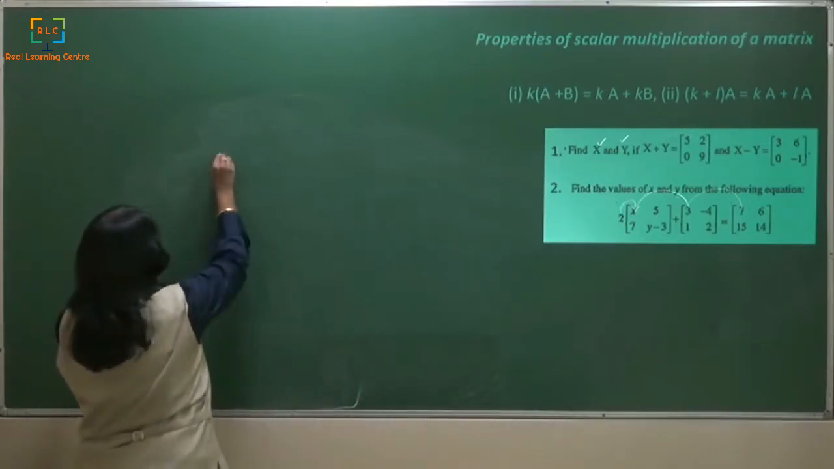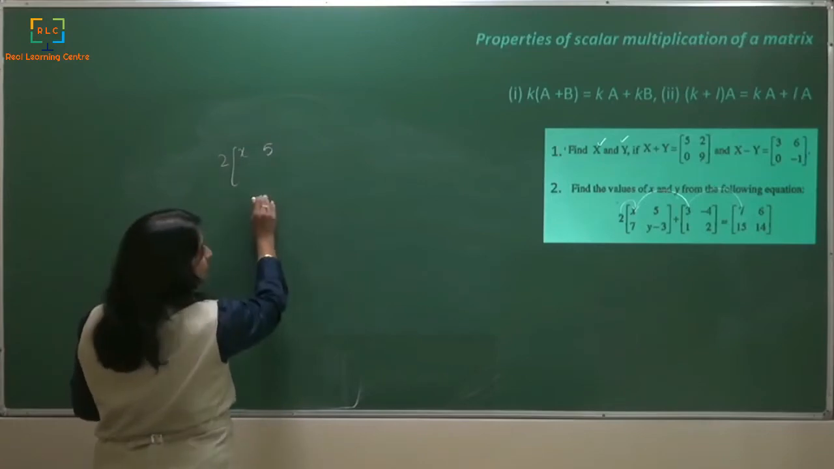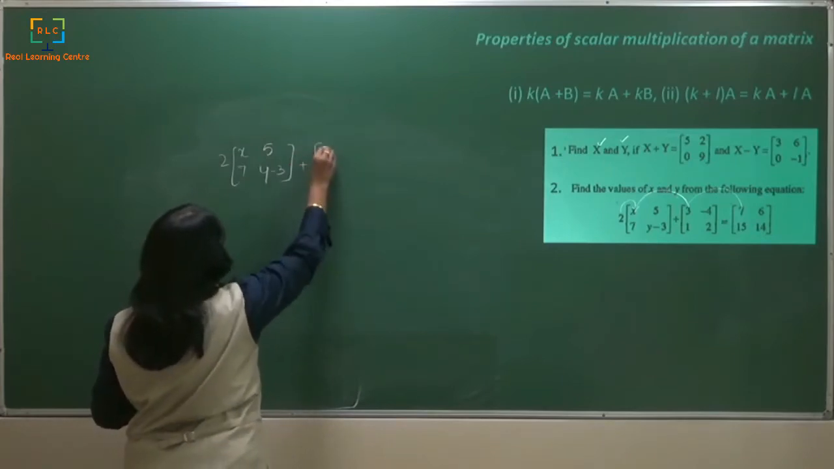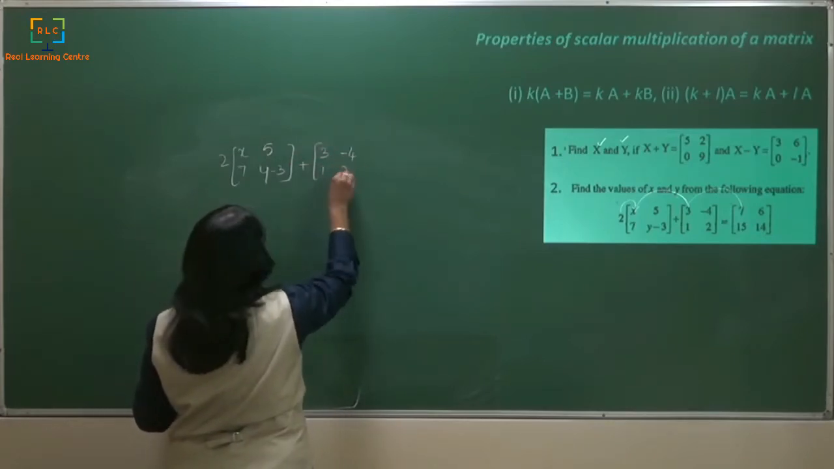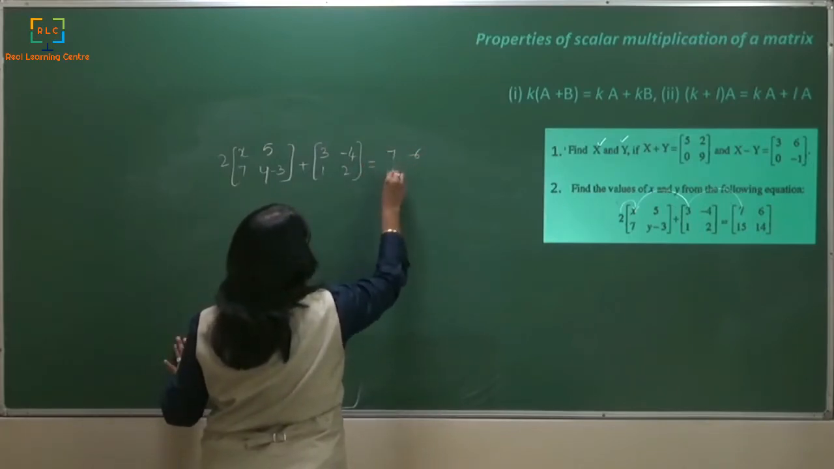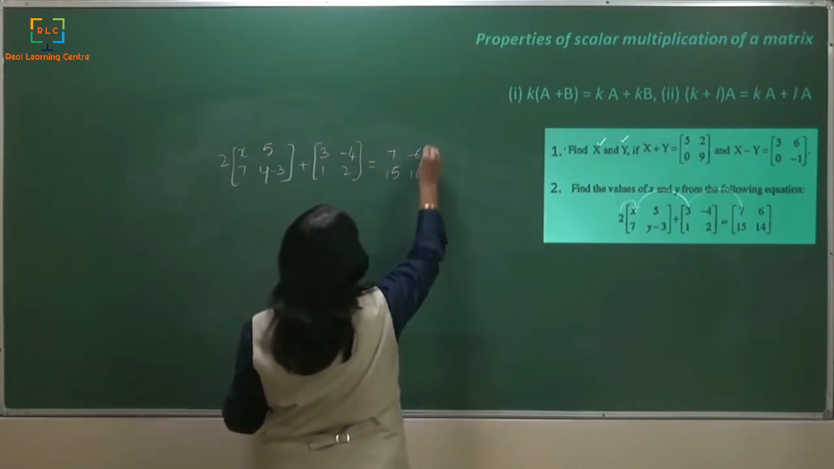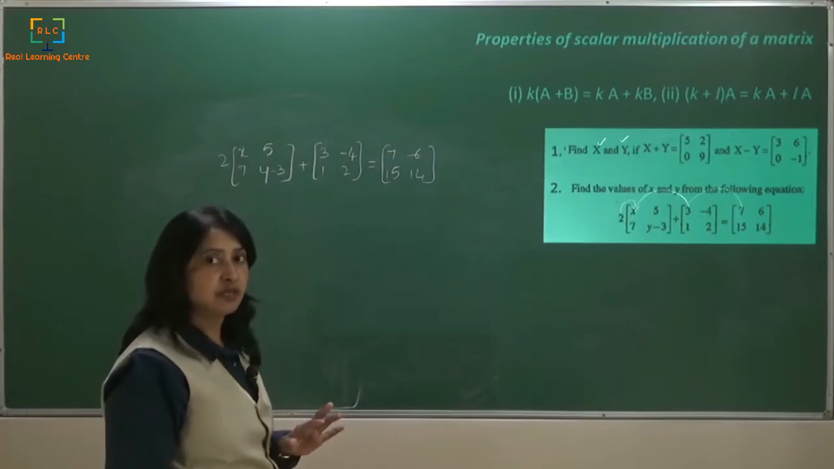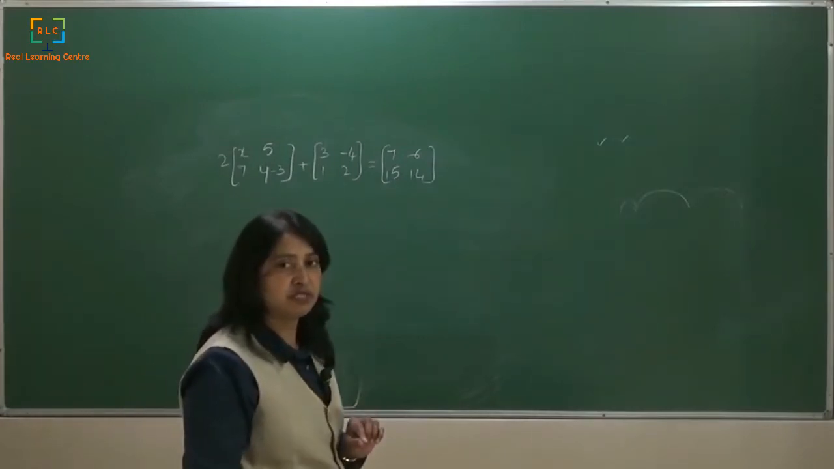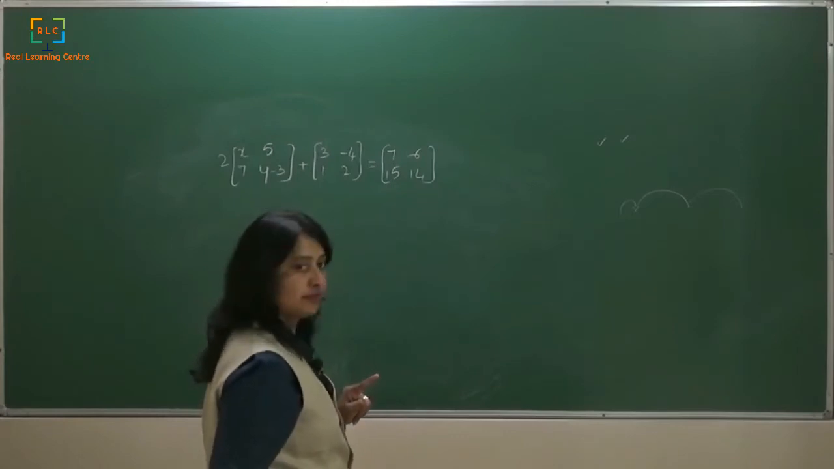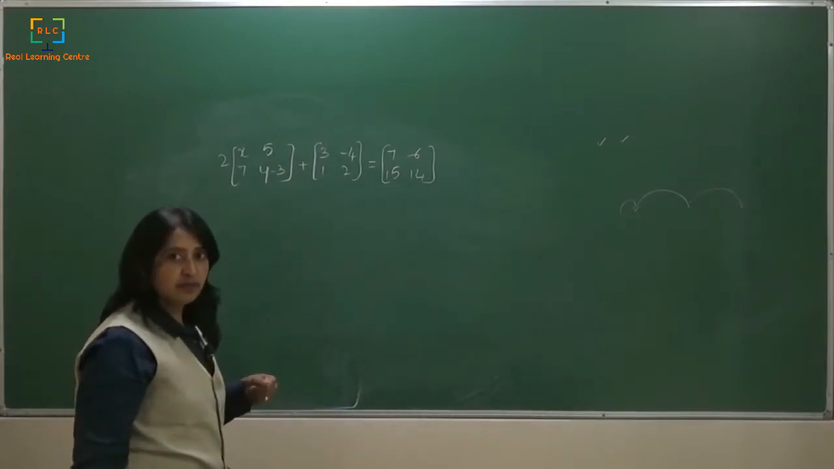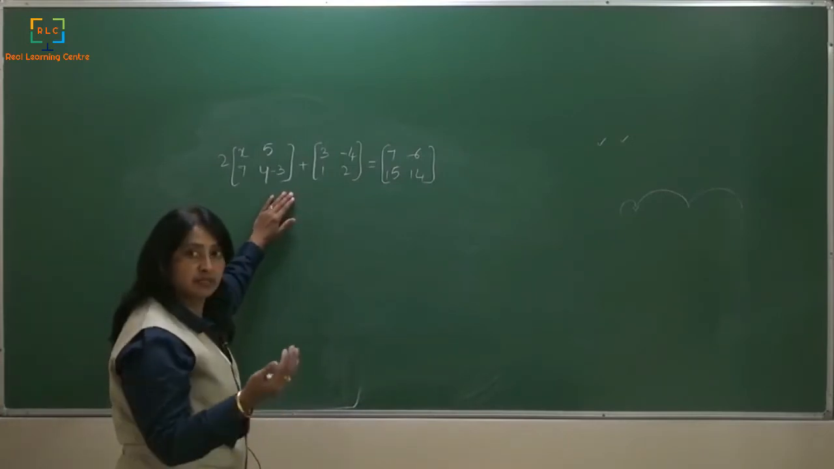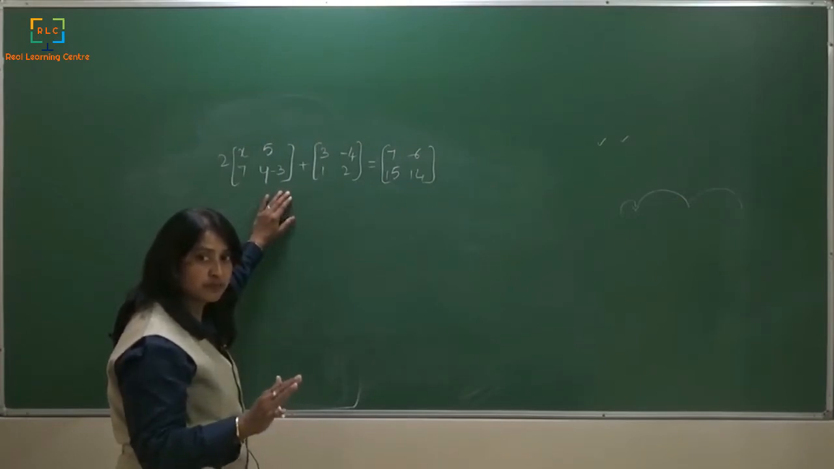So I shall take the question and do it the way I told you: x 5 7, y minus 3, plus 3 minus 4 1 2, is equal to 7 6 15 14. There is always a possibility of making errors when you are copying the questions, and that is a fatal mistake, you should never do that. Whenever you have a problem of making silly mistakes, you should always be careful. So you write the question and come back and check whether what you have taken from the question paper is right or wrong.